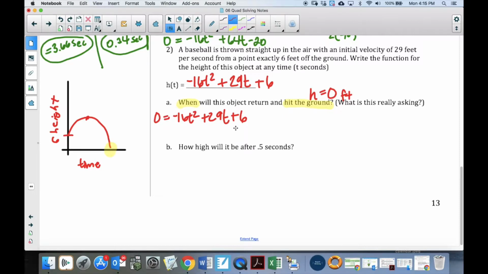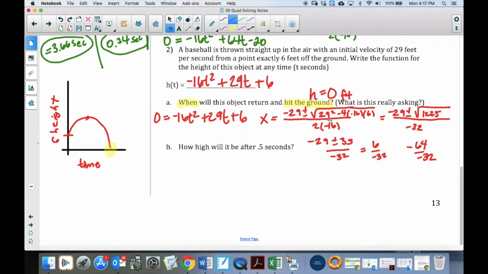Once again, I could think about how to factor this, and I probably could factor it, but it just seems like quadratic formula might be a little bit easier given the fact that the numbers are just not really very easy to deal with. So I'm going to go ahead and use the quadratic formula. Take a second right now, pause the video, and set up for the quadratic formula.